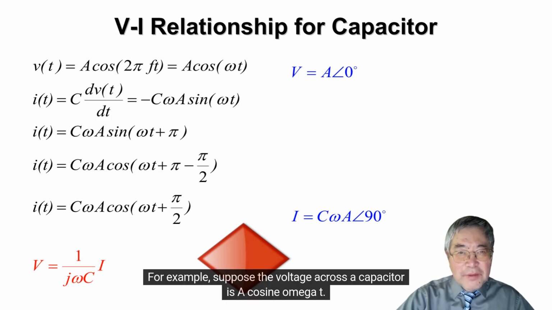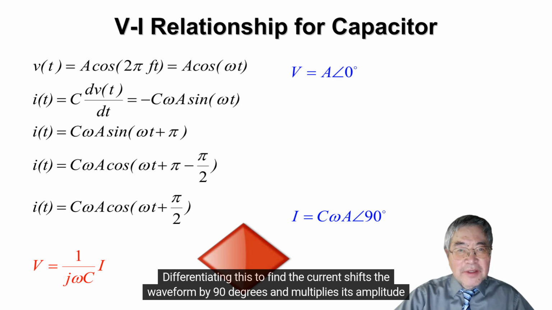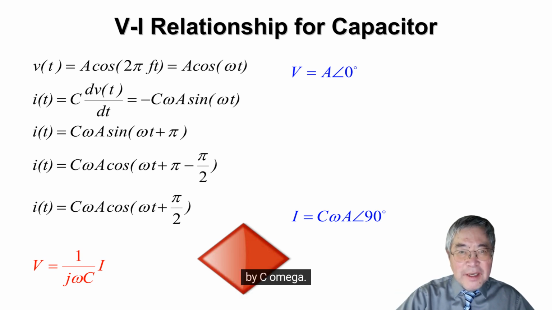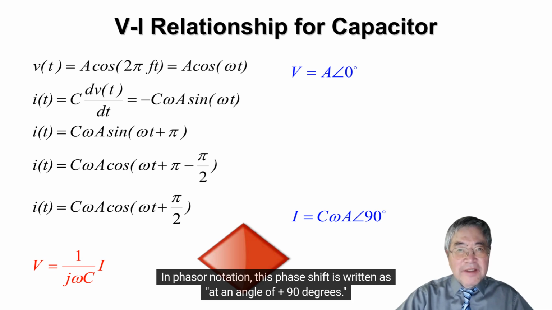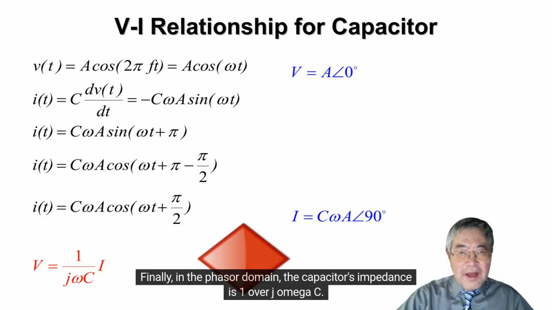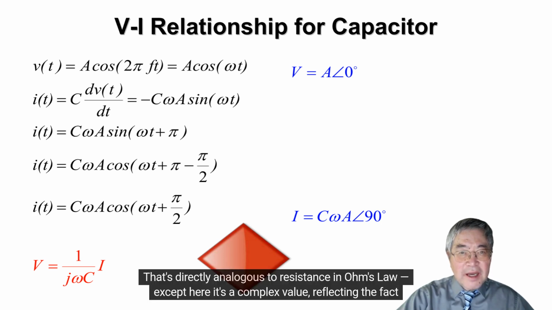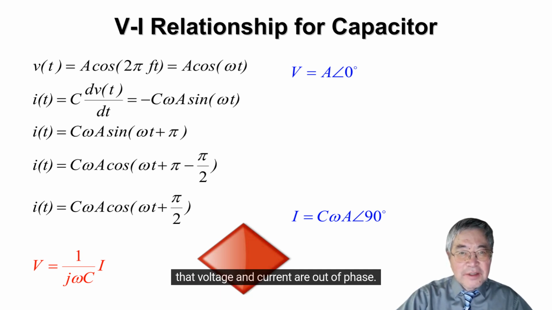For example, suppose the voltage across a capacitor is cosine omega t. Differentiating this to find the current shifts the waveform by 90 degrees and multiplies its amplitude by C omega. In phasor notation, this phase shift is written as an angle of plus 90 degrees. Finally, in the phasor domain, the capacitor's impedance is 1 over j omega C. That's directly analogous to resistance in Ohm's law, except here it's a complex value, reflecting the fact that voltage and current are out of phase.